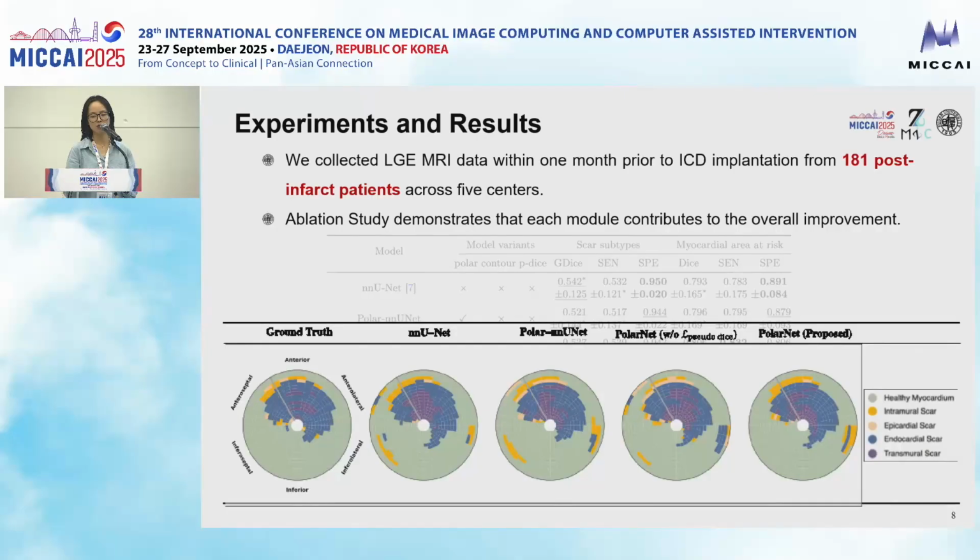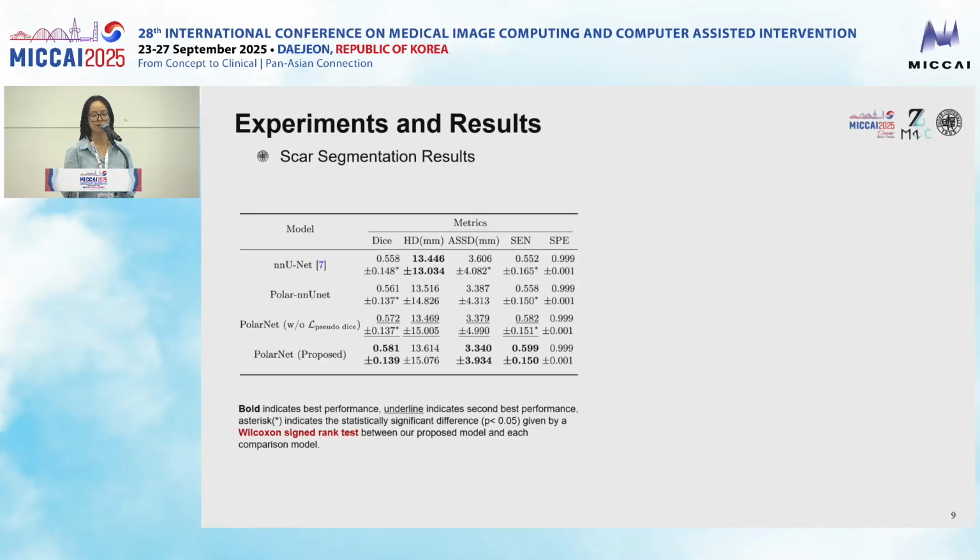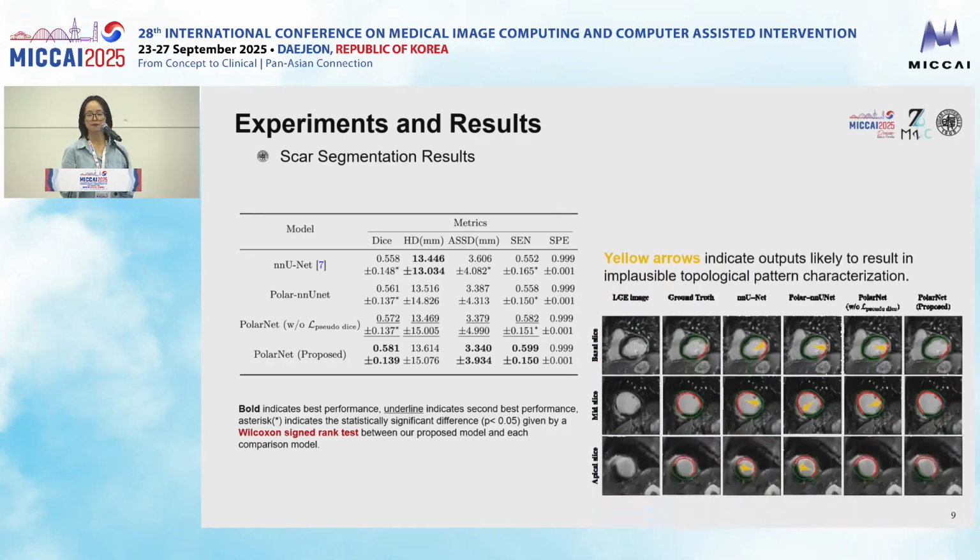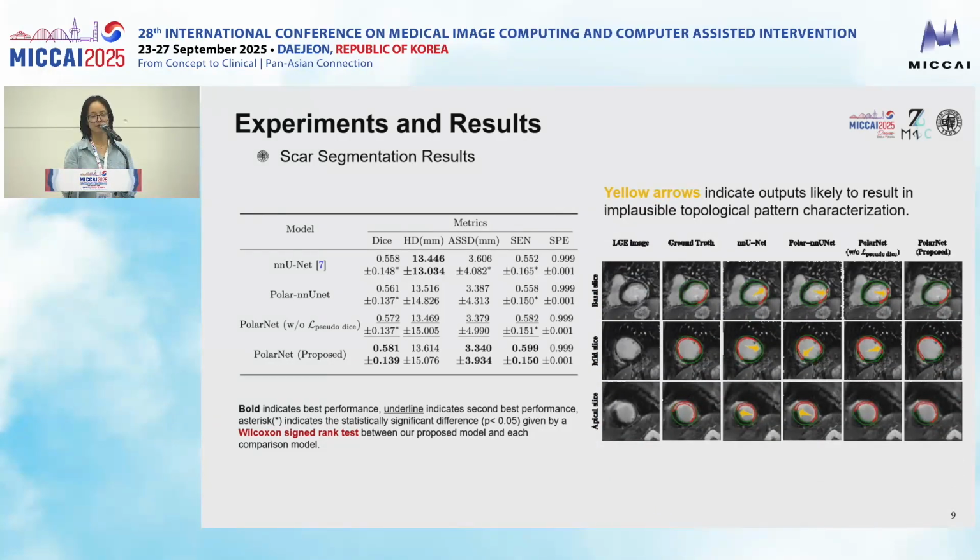And this is our 2D visualization on the polar coordinate system. Each circle refers to each short-axis slice from the apex to the base. The green color is the healthy tissue, and the yellow color is the intramural scar, which is very important for the SCD risk prediction. This is our segmentation results. As we know, the segmentation also varies a lot. And this is the visualization.